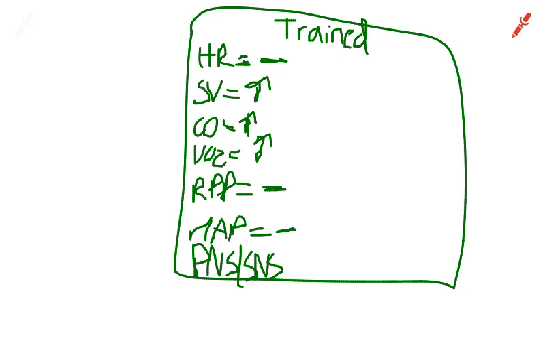Mean arterial pressure is the same. Don't really have a conceptual reason why. Parasympathetic is the same because when you're exercising, your parasympathetic isn't even there. You get your maximal sympathetic, so it's not really changing.